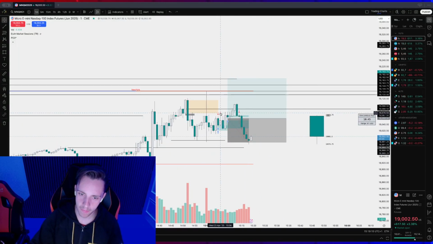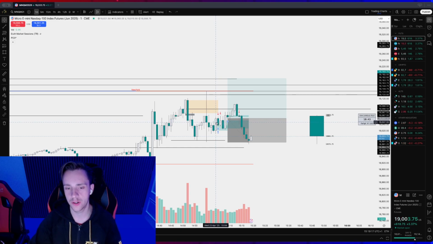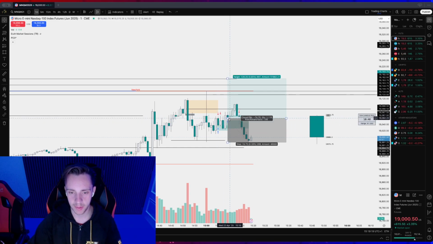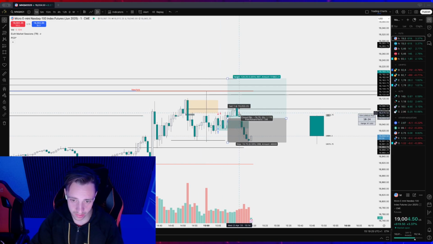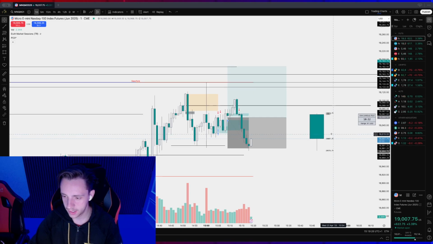I ended up taking a few entries earlier here, but then I just decided to wait for this candle to close above there. And I'm gonna go into the reasons why I exited here.